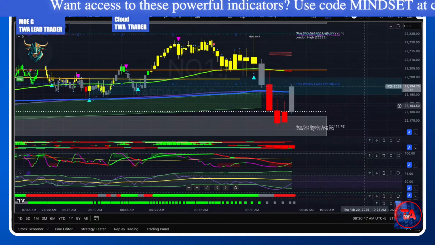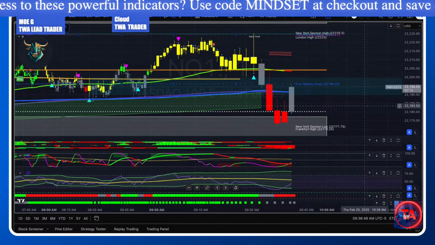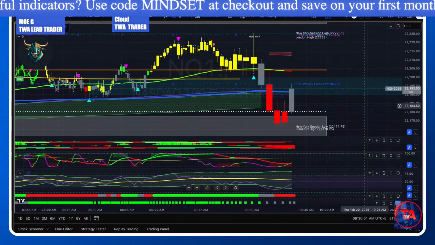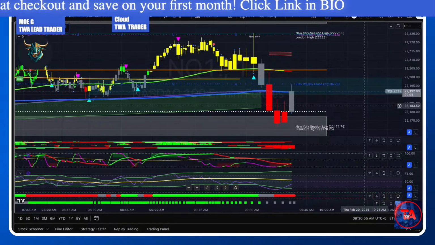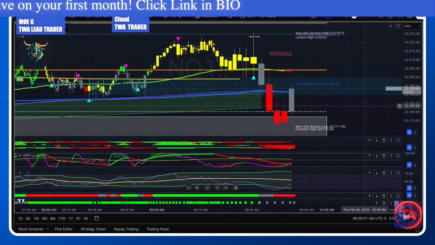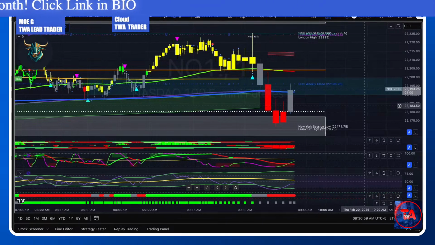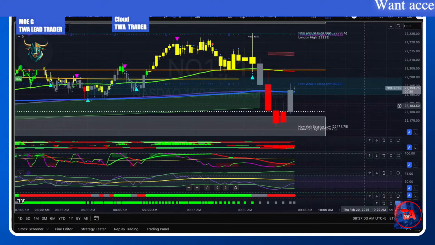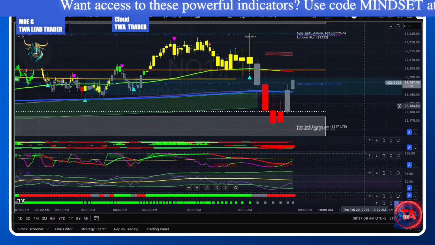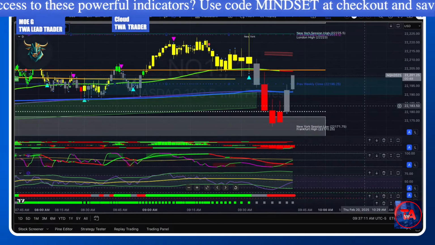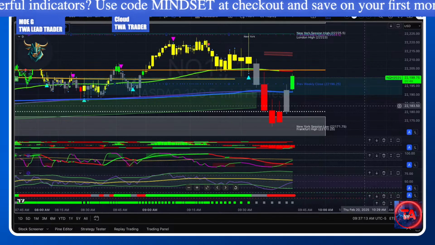I'm trying a long here, yeah, with light position size because I'm going against the trend. And you can see that candle coloring right there. You see how it went from red to gray. You could take that as a sign of bearish weakness. Okay, we like it.